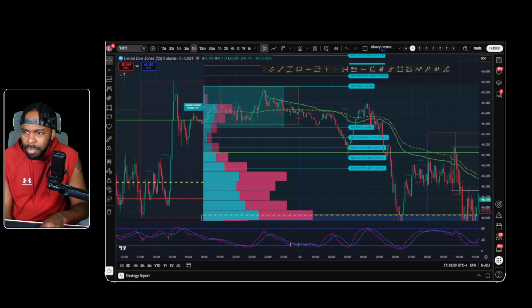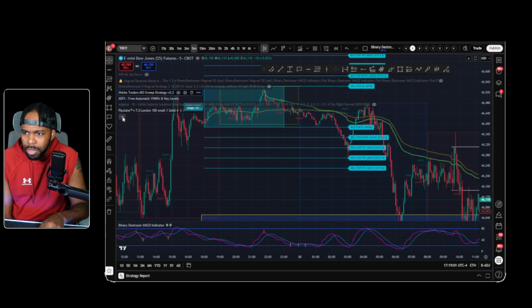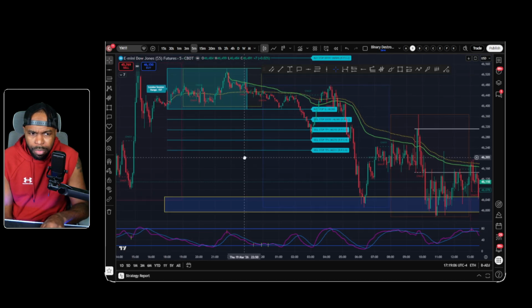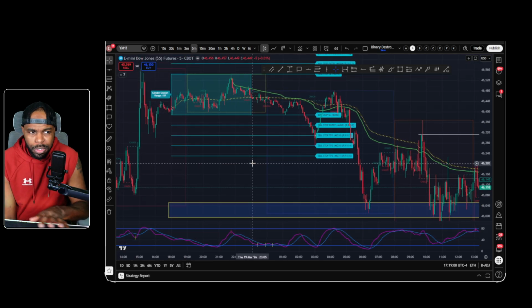This is what I would do here, guys. Let me take this off so you guys don't get confused. Once I mark up my zone, I take the session volume profile off the chart so my chart isn't cluttered.